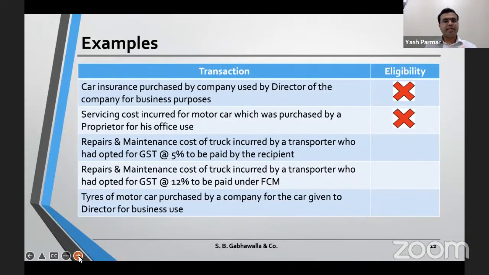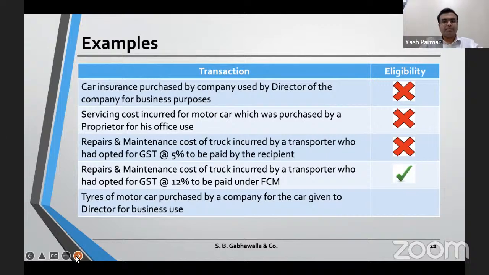So in this particular case, because the transporter is not entitled to claim credit, again, even though the motor vehicle is used for transportation of goods, ITC of repairs and maintenance cost will not be eligible to him because the rate entry does not permit him to claim any kind of ITC. The fourth example is repairs and maintenance cost of truck incurred by a transporter who has opted for GST at the rate of 12% to be paid under forward charge mechanism by him. In this case, ITC will be available to him.